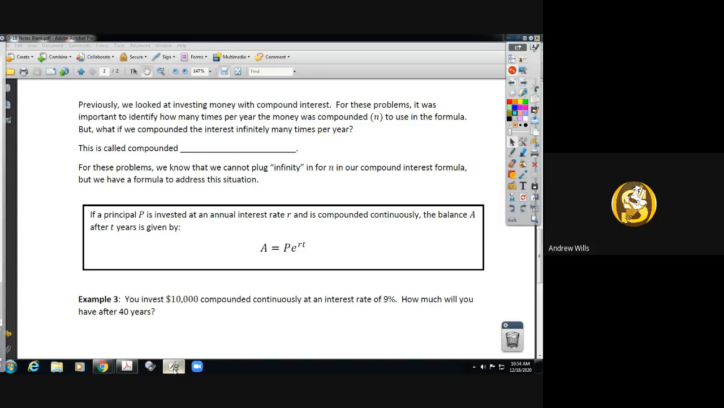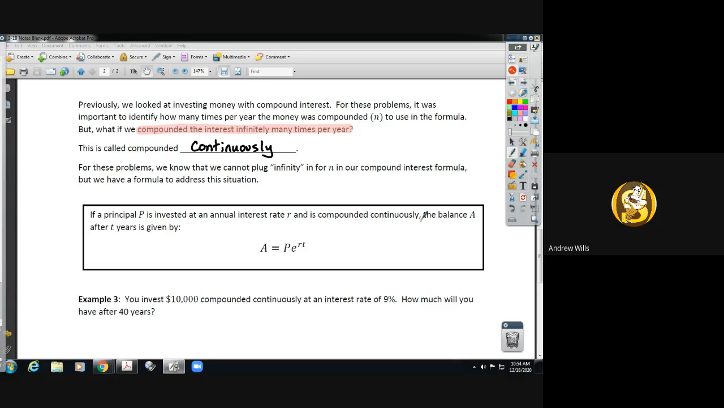Is where we are continually compounding an infinite number of times per year. So when we see that word continuous, that is compounded infinitely many times per year. That is the word that we say for continuous. I have no idea if I spelled that right. I guess I could just look right there. Hey, I spelled it right.